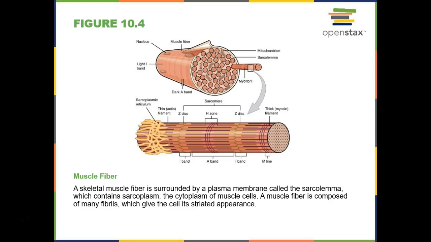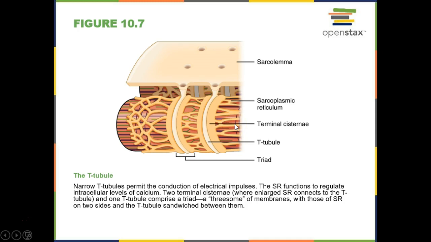An individual muscle fiber is composed of multiple proteins called myofibers or myofibrils. These myofibrils form structures called sarcomeres. And one single muscle fiber can have multiple sarcomeres. So I'm showing you that here too.